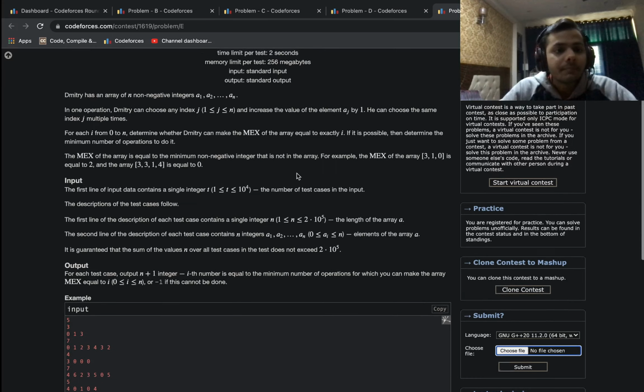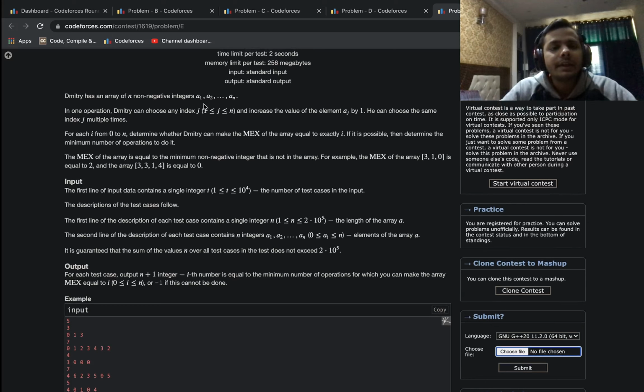Okay, so let's see. Dimitri has an array of n non-negative integers a1 up till an. In one operation, we can choose any index and increase the value of the element at that index by 1. It's important to notice here that we can only increase the value and not decrease it. We are allowed to choose the same index j multiple times.